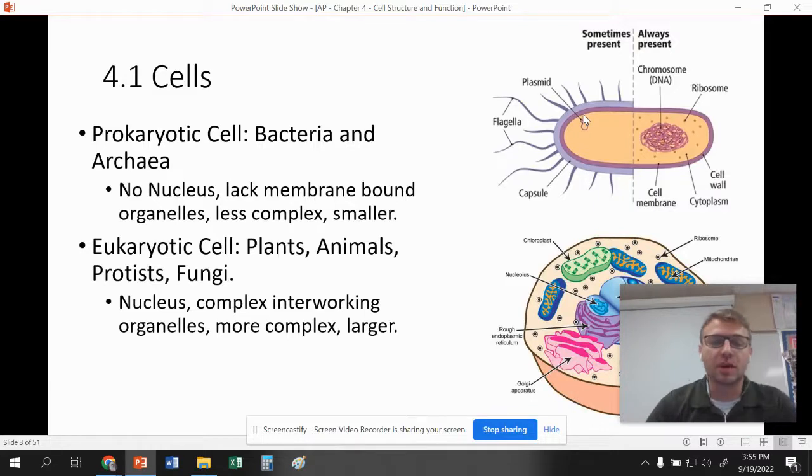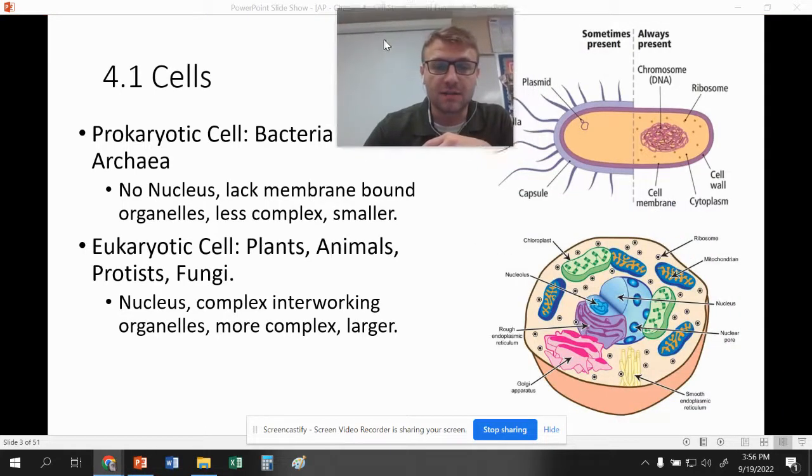All right, prokaryotes versus eukaryotes. This first chapter is going to be focused on eukaryotic life and eukaryotic cells, but I still like to go over the basics between the two. Prokaryotes are bacteria and archaea. There's no nucleus. They lack membrane-bound organelles. They're less complex. They're smaller. There are billions of prokaryotes in your mouth, around your body right now, and just everywhere. They're very, very small.